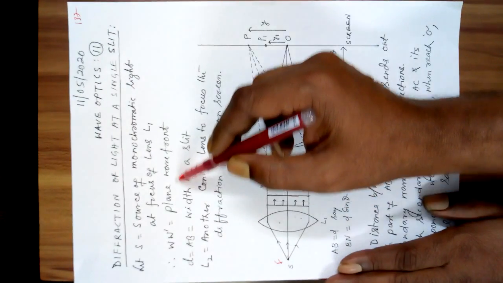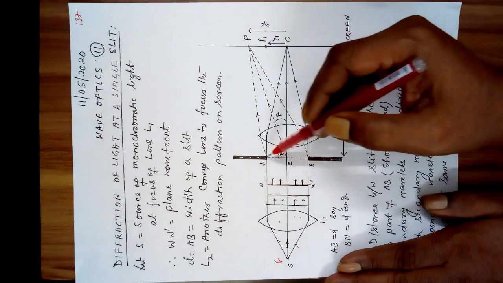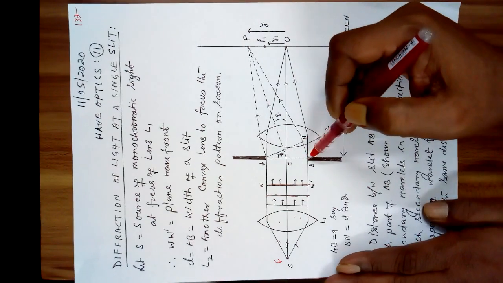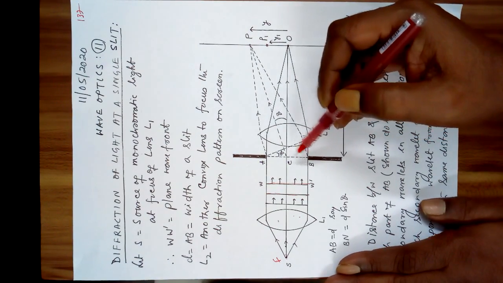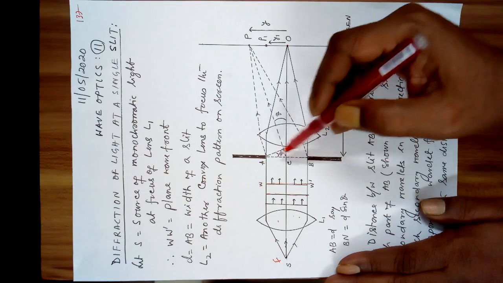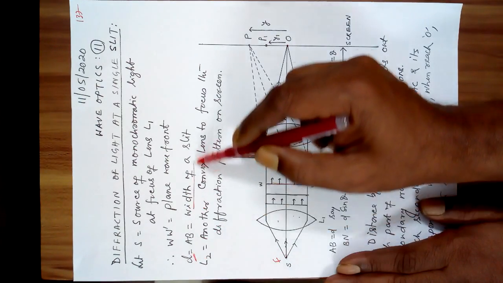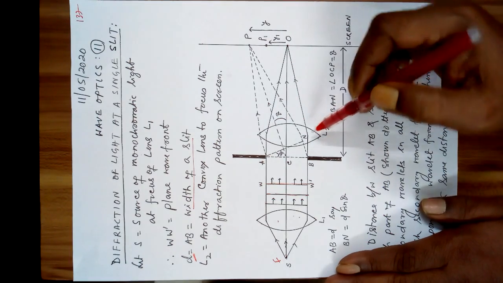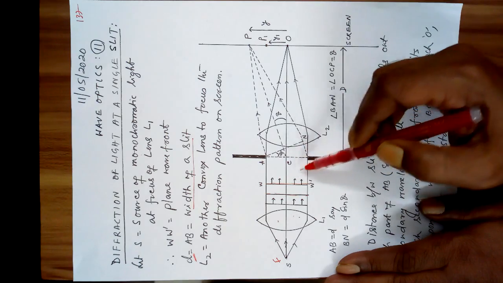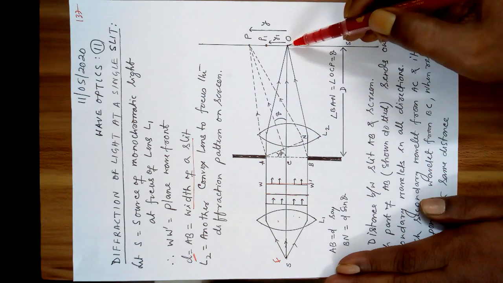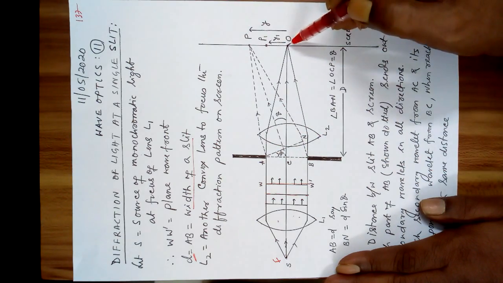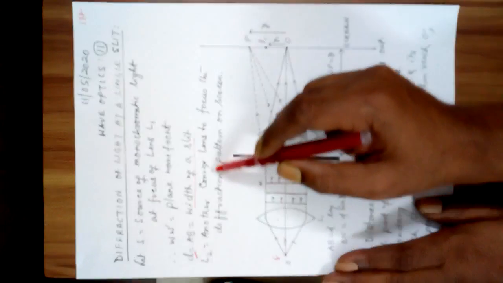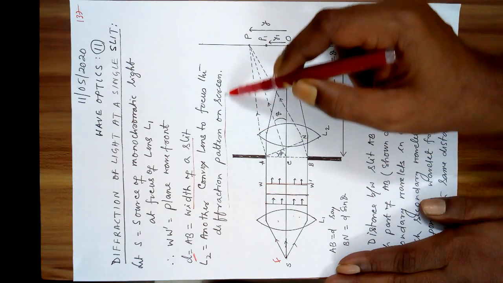So WW dash is a plane wavefront that is moving towards this slit AB. Look at this AB, a narrow opening. It's not this much actually, it's very small. Let the distance from A to B be D, the width of the slit AB. Now here is another lens L2. Since this wavefront is parallel, they will be focused. And now here is a screen at the point O. It is focused. So L2, another convex lens, is to focus the diffraction pattern on the screen.